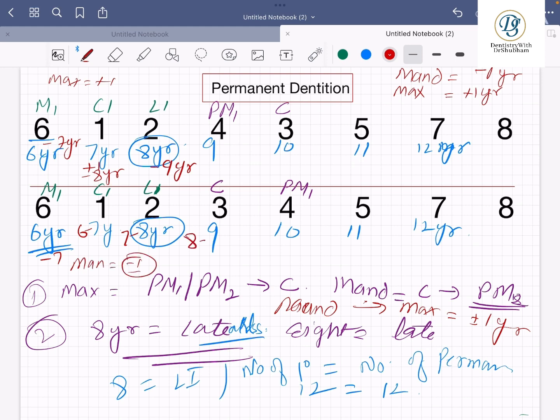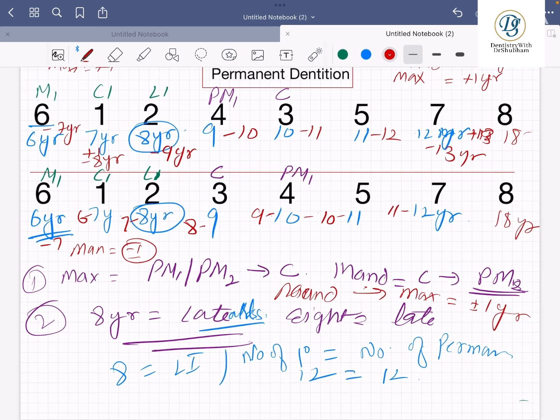Lower canine 8 to 9 years, upper first premolar 9 to 10, lower first premolar 9 to 10, right? Just subtract 1, add plus 1: subtract in lower, add in upper. 12 to 13 basically, right? Very simple. And this is the way you can remember the age between 18 and 19 years.